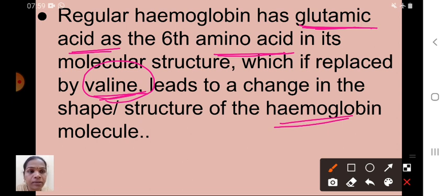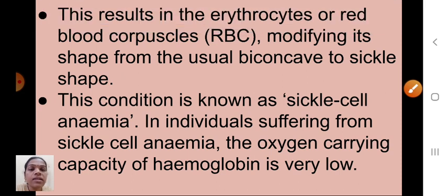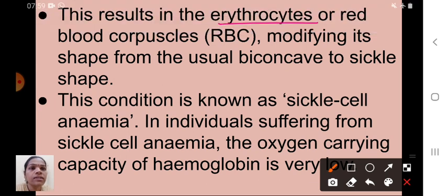What will happen? See here, children. This results in the erythrocytes, or red blood cells, erythrocytes are red blood corpuscles. Okay, that means RBC. This is one kind of cell present in our blood, modifying its shape from the usual biconcave to sickle shape.